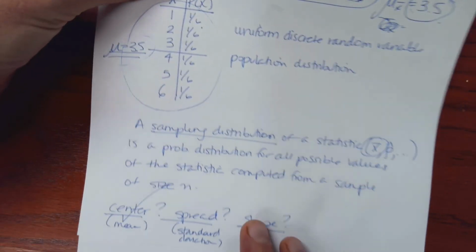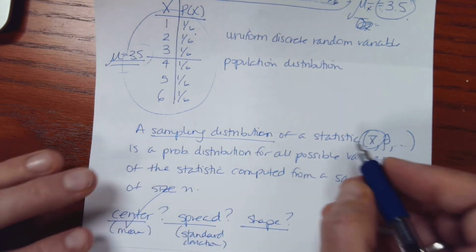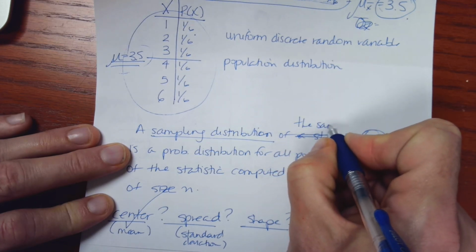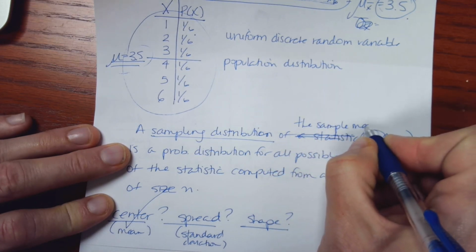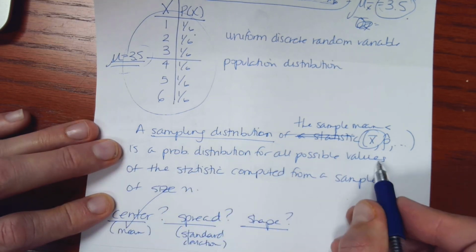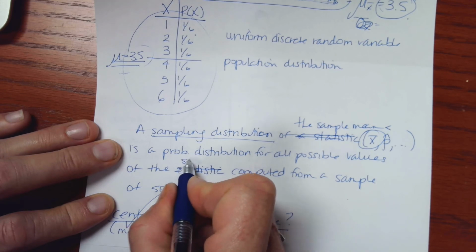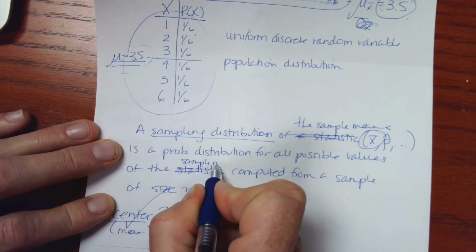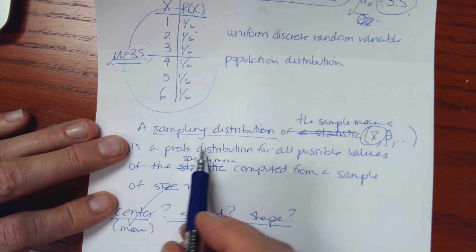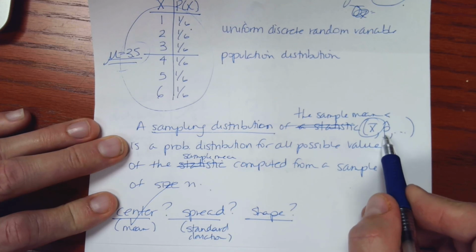By the way, if I wanted to be specific and talk about the sampling distribution of the sample mean x bar, that's a probability distribution of all possible values of the sample mean computed for a sample of size n. In another video, we'll look at the sampling distribution of the sample proportion, that's p hat.